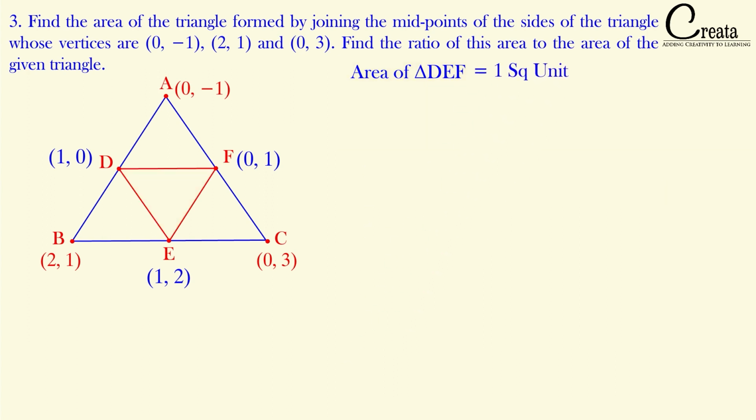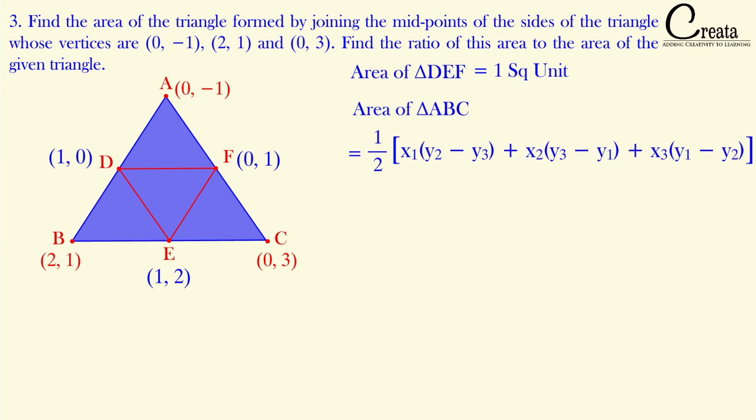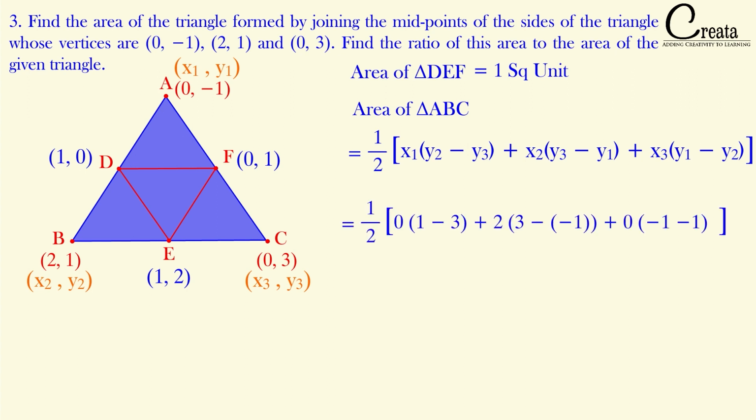Further, let's find the area of the triangle ABC, the big triangle. This is very simple. We know all the three coordinates. Here point A is (x1, y1), B is (x2, y2) and C is (x3, y3). We know the formula of the area of a triangle. Let's put in the values. On solving, we got the area of the triangle ABC as 4 square units.